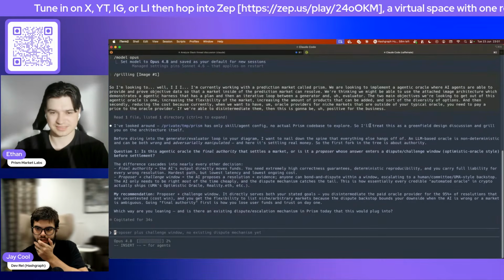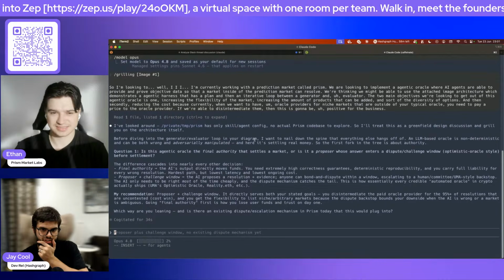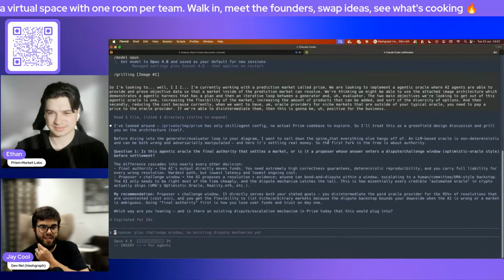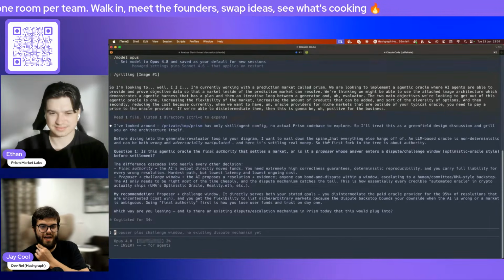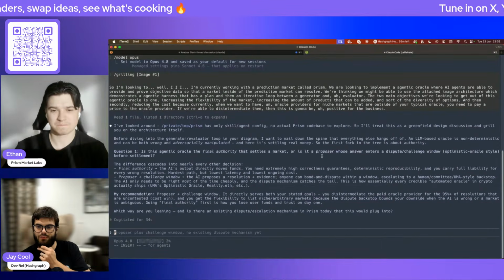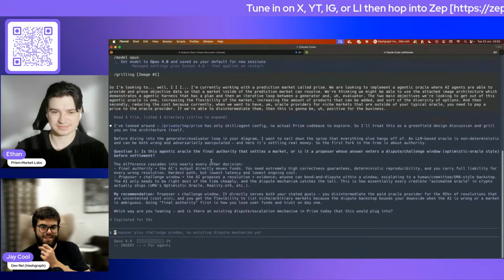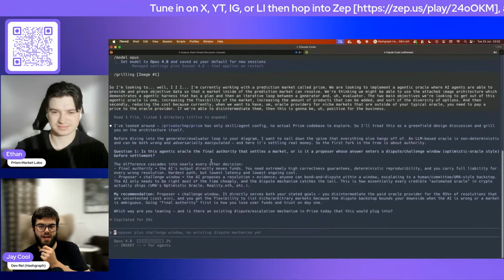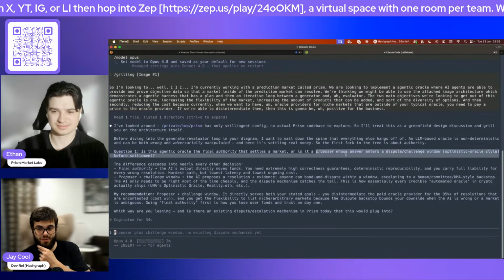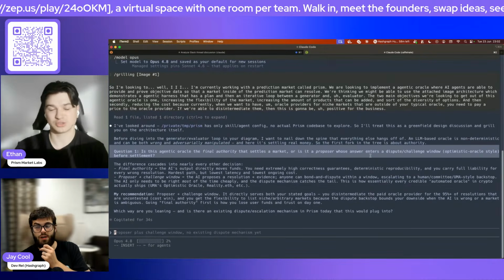No, actually, this is screen for design discussion. Yeah, perfect. That's exactly what we want. Before dispatching the generator, I want to nail down the spine of everything else. An LLM-based oracle is non-deterministic and can be both wrong and adversarially manipulated. And here it's settling real money. So the first fork in the tree is about authority. Question 1. Is this agentic oracle the final authority that settles a market, or is it a proposer whose answer enters a dispute or challenge window before settlement? That's a really good question. Wow.